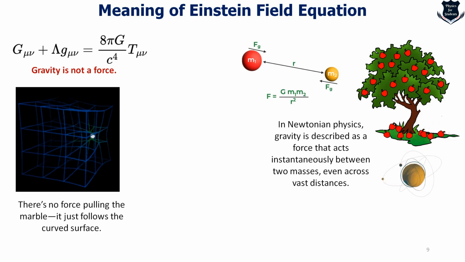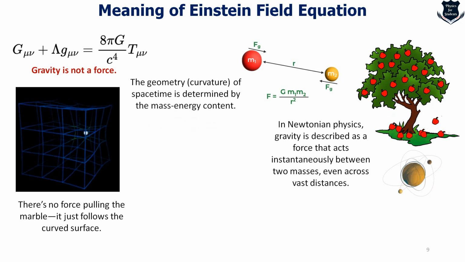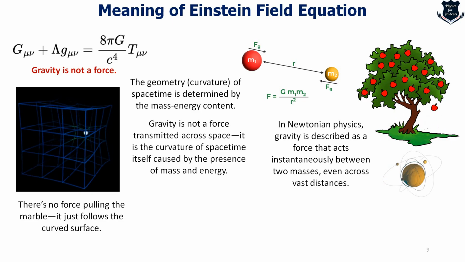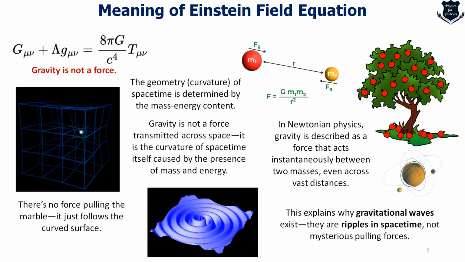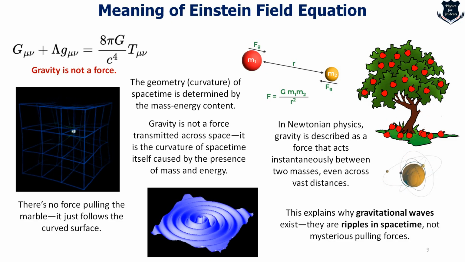But here, as you can see, gravity is not a force. The animation shows that for the marble, there is no force that is moving it. It is just following what is called the curved surface. So no more is there action at a distance. Changes in gravity propagate with the speed of light. And here you can see gravity is not a force transmitted across space, and that led to a famous discovery which we lately saw, called the gravitational waves.